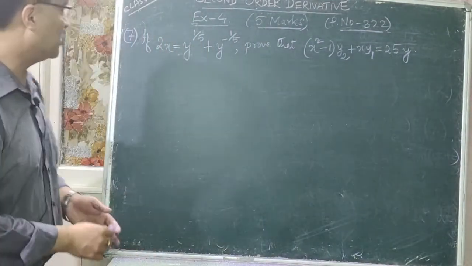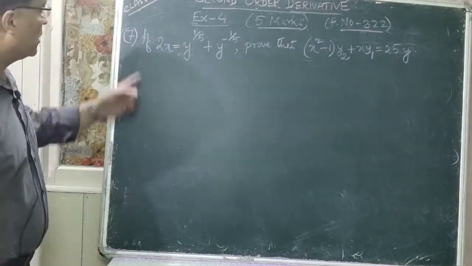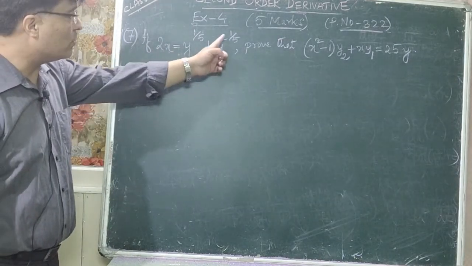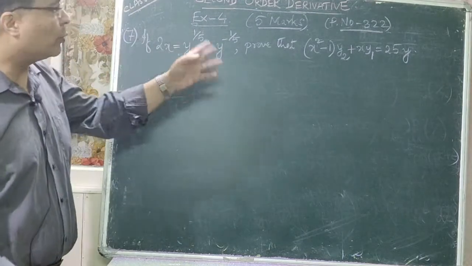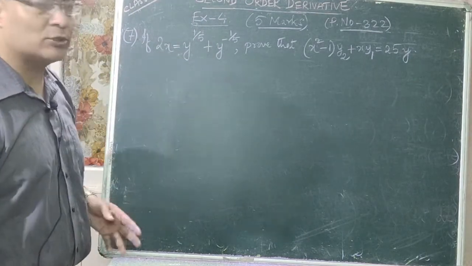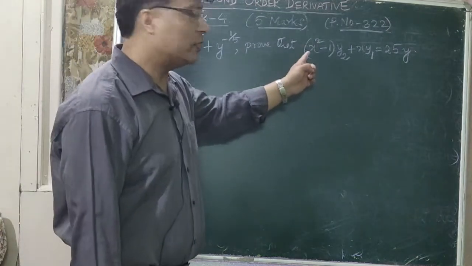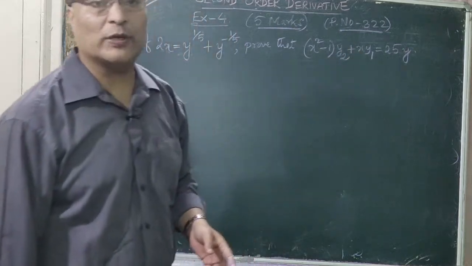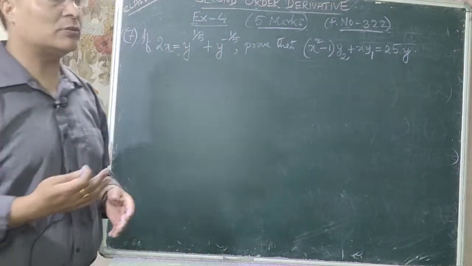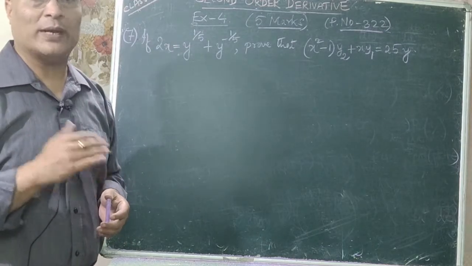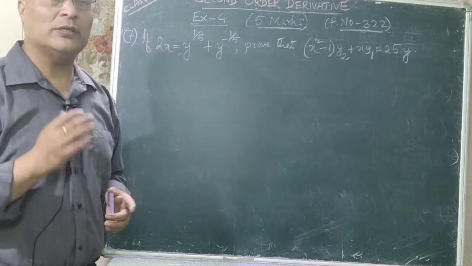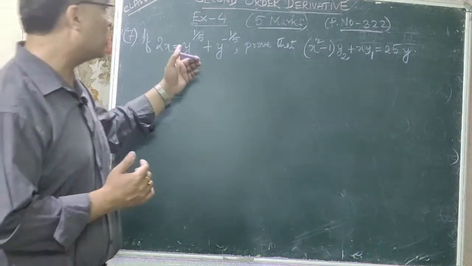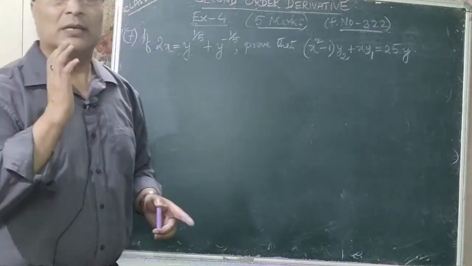So now we'll do the next question, that is question number 7. If 2x is equal to y to the power 1 by 5 plus y to the power minus 1 by 5, you have to prove that a relation is to be proved. What is the relation here? Within bracket x square minus 1 bracket close y2 plus x y1 is equal to 25y. That means you have to find out the relation in terms of y2 and y1. You know that y2 is d2y by dx square and y1 is dy by dx. So from the given relation, you have to prove this relation.